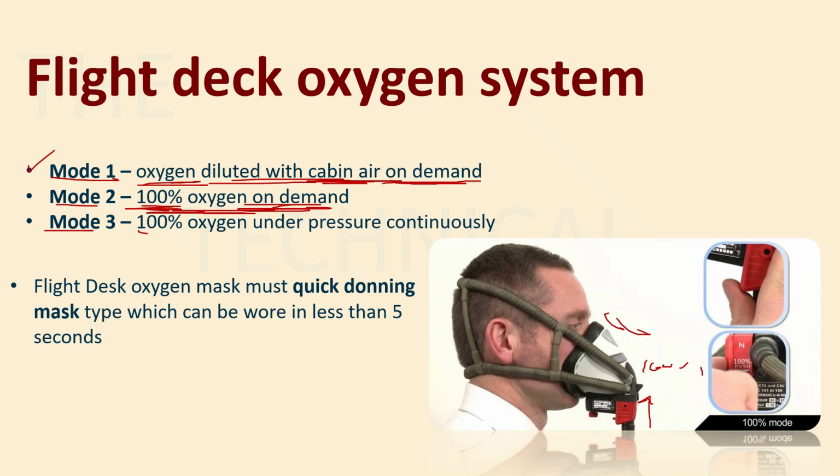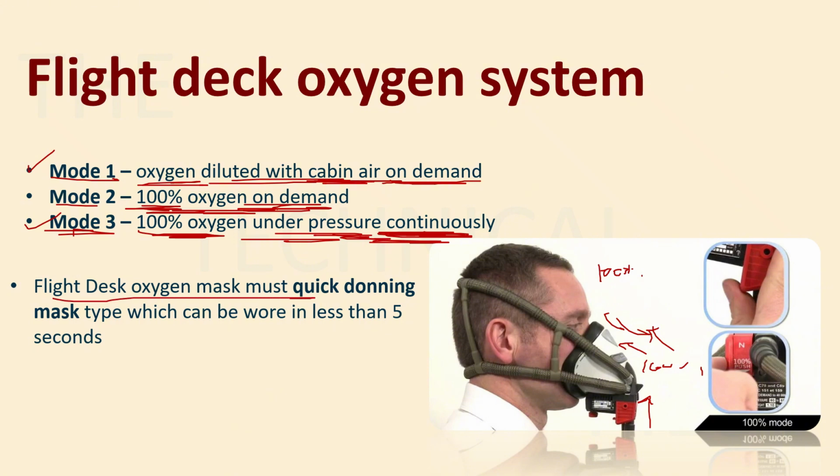Mode 3 is 100% oxygen under pressure continuously, right? In this mode, there is no on demand. This is an emergency kind of mode in which your 100% oxygen is coming and it does not matter whether the pilot is breathing or not. The oxygen will be constantly coming in through this port, right? So this can be used, for example, if the pilot is not able to breathe properly or is getting unconscious. In those kinds of situations, mode 3 will be used, right? So these are the modes of your flight deck oxygen system.